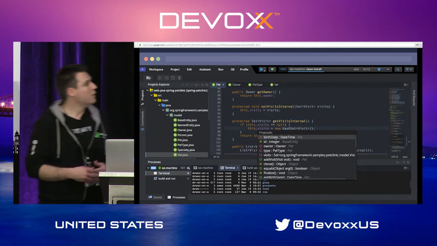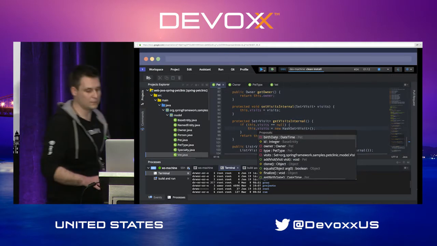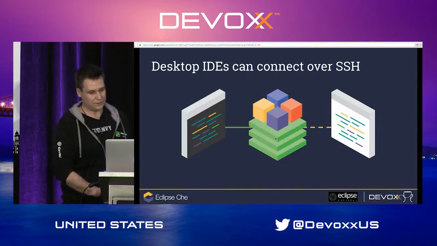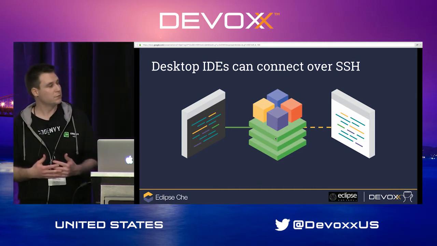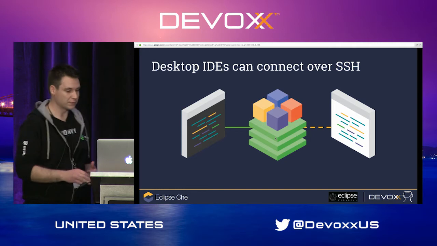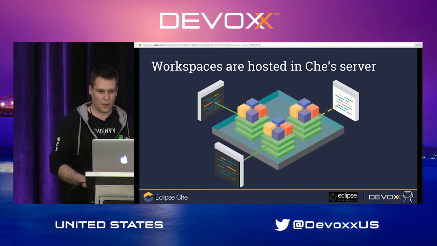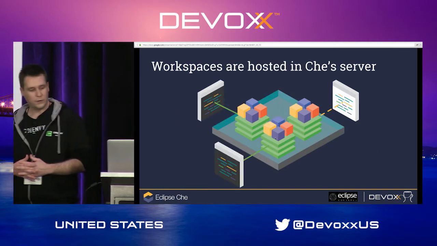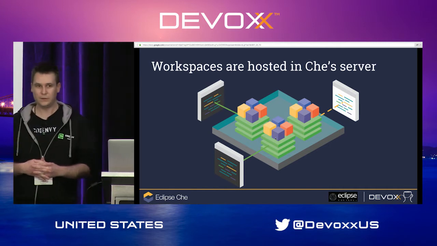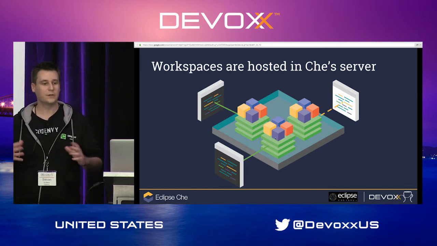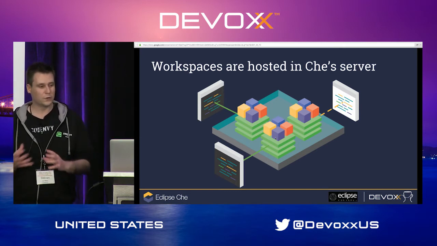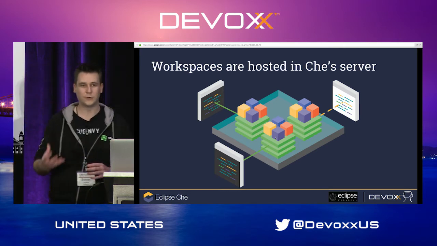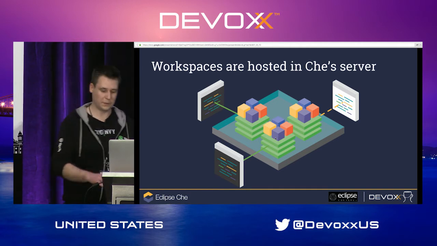So this is how our browser IDE looks. You can use this one, but you can also use the other ones if you want. The workspaces are hosted in Che server, and Che server is doing the orchestration of all the workspaces and all the containers that you are using inside of your workspaces.